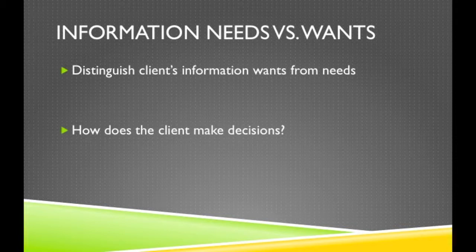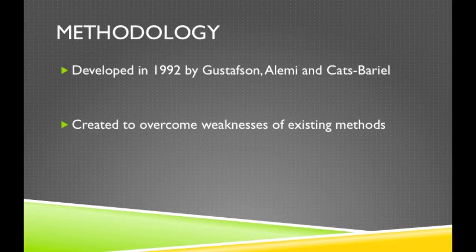Part of the problem in identifying the necessary information is the cognitive limitation that many people are not aware of how they make decisions. Thinking is mostly an unconscious process. People may be aware of the information they saw before they made a decision, but not aware of which information actually influenced them. One recommended method for determining information requirements was developed in 1992 by Gustafsson, Alemi, and Katz-Berial.